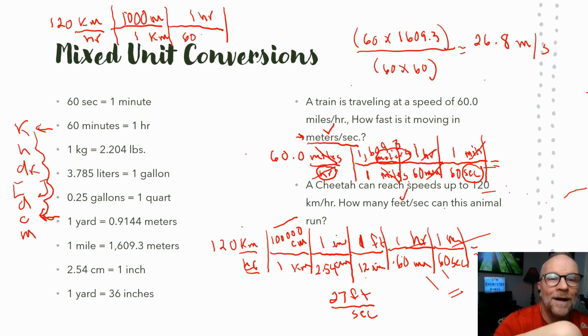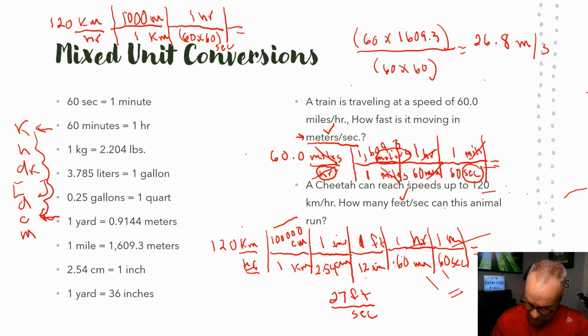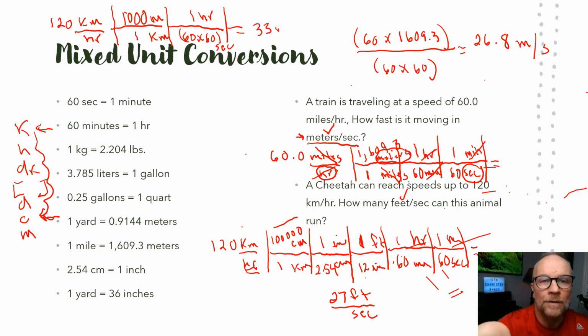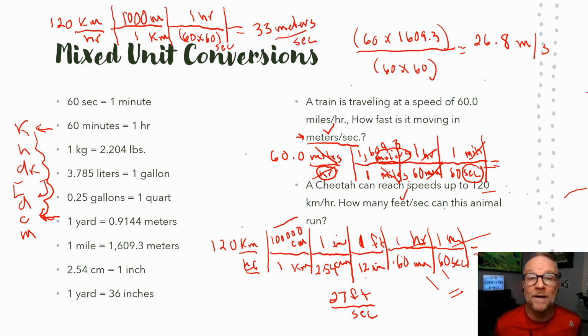We'll just do that down here. Make it a little bit quicker. Would give us our seconds per hour. And when I did that, I got 33 meters per second. Okay, so let's compare that to the train. It's actually going faster than the train.